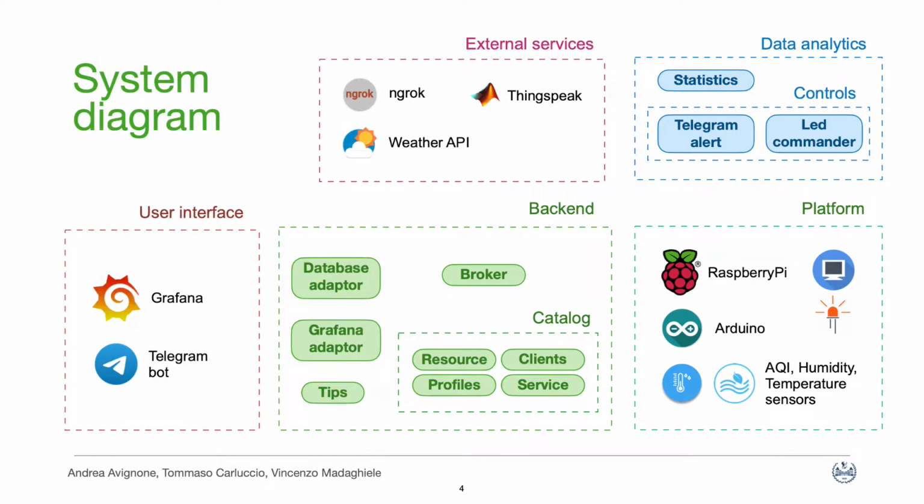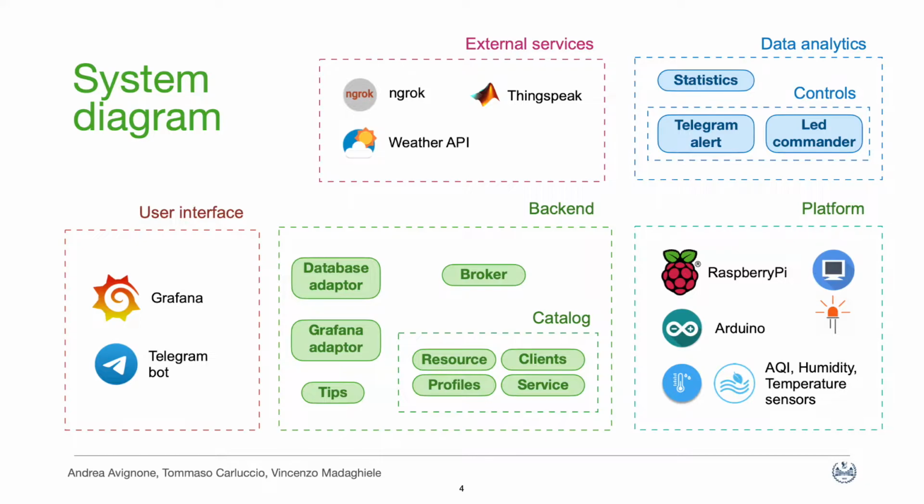We developed the system using a microservices architecture that integrates code run locally with external services like TeamSpeak, Telegram, Grafana, Grok and the Weather API. Besides AQI, temperature and humidity sensors, our platform has a LED and a small screen as a user interface.